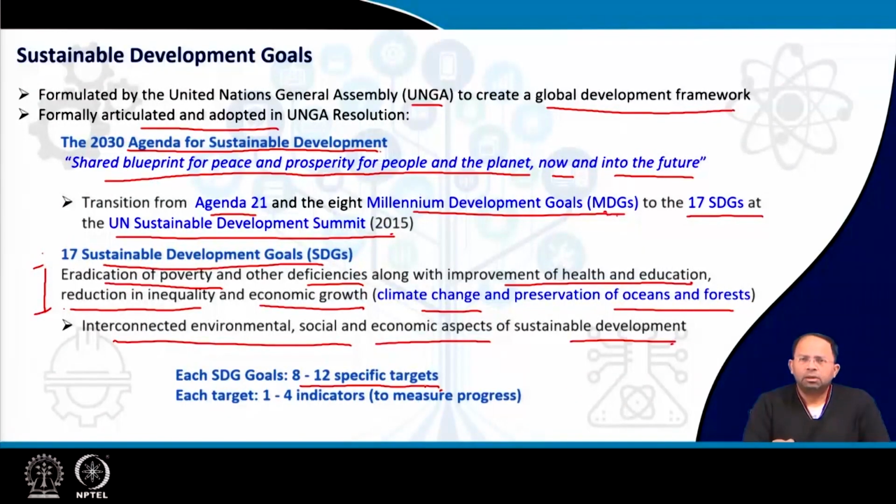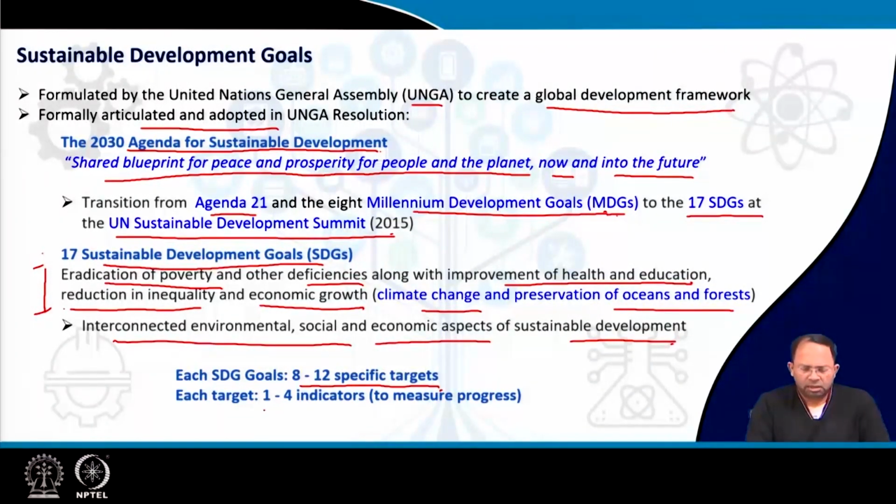Now, we have 17 goals, and each goal has around 8 to 12 specific targets, or certain things that have to be attained. And for each target, how do you measure that the target has been attained? For that, we have indicators, or some parameters or variables, you can say. We have to measure or monitor them and determine whether the values of those variables are improving or not.